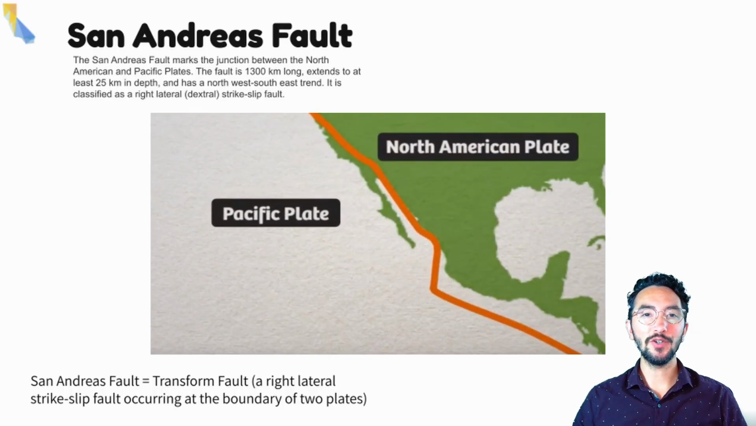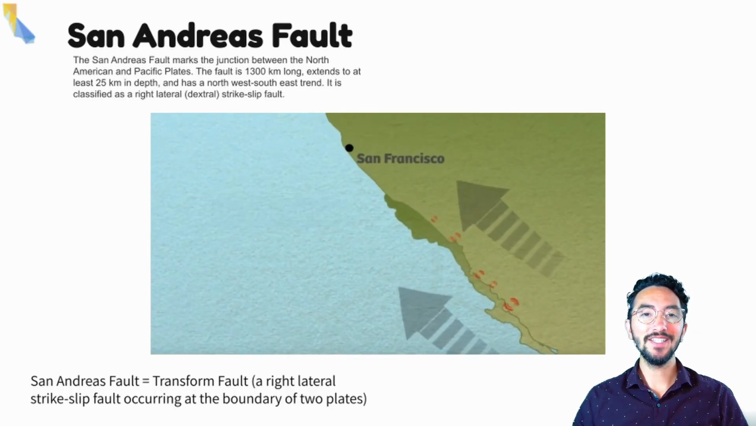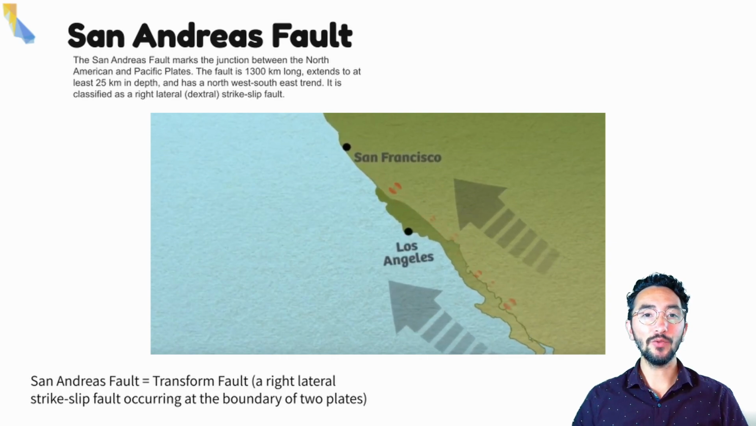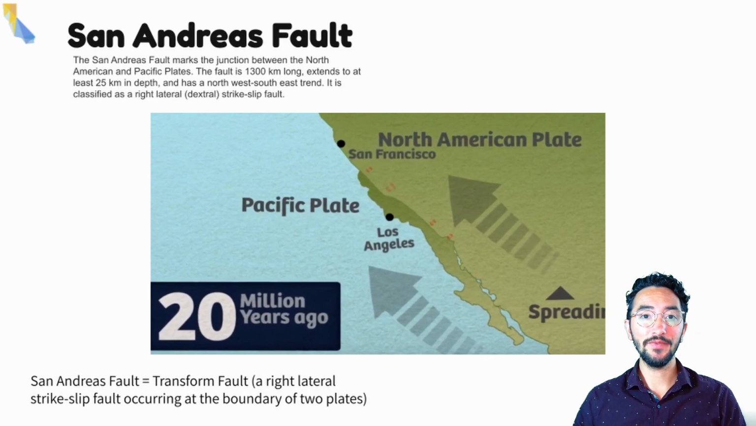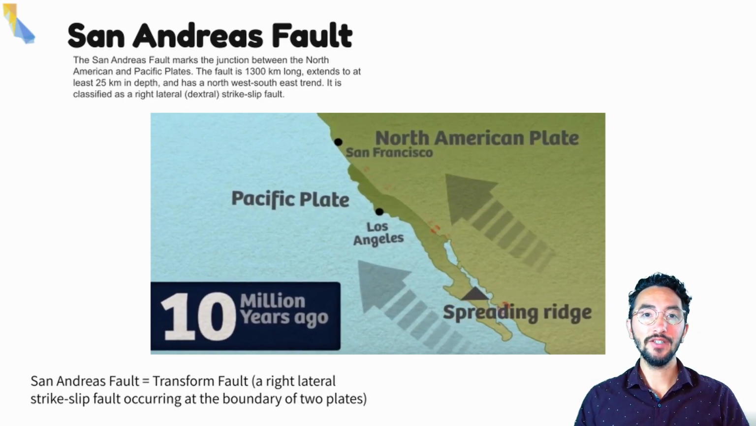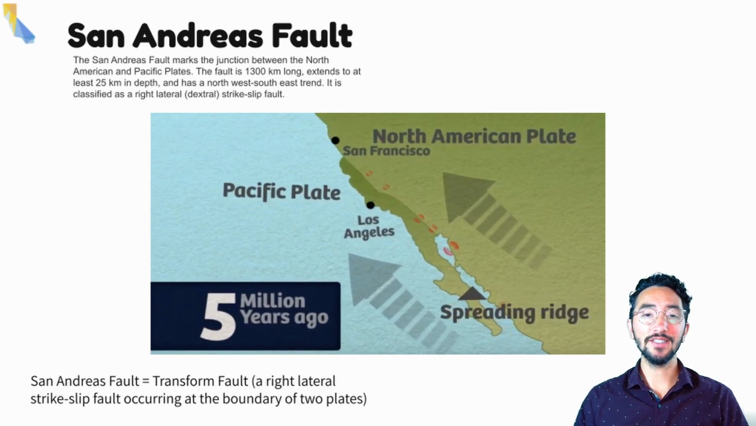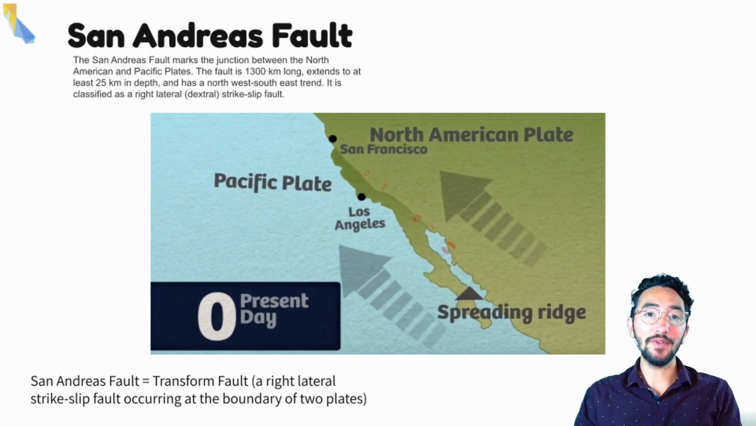Now, if there's one fault you want to be familiar with for the seismic exam, it's the San Andreas fault. This fault runs through California. It borders the Pacific plate and the North American plate, and it's a transform fault. So it's a right lateral strike slip fault where they're sliding past each other.